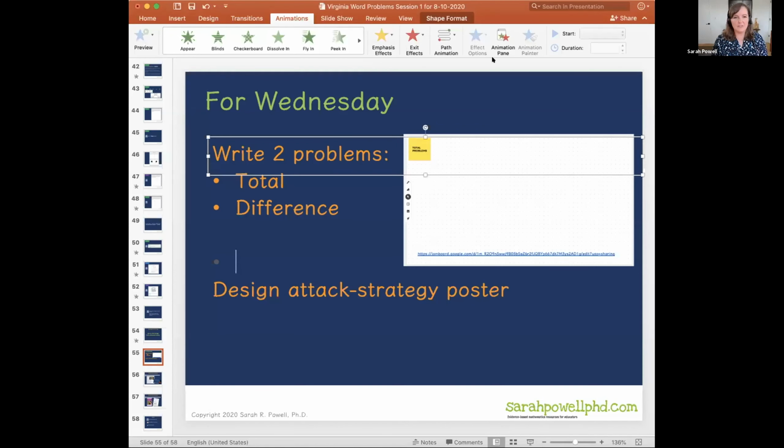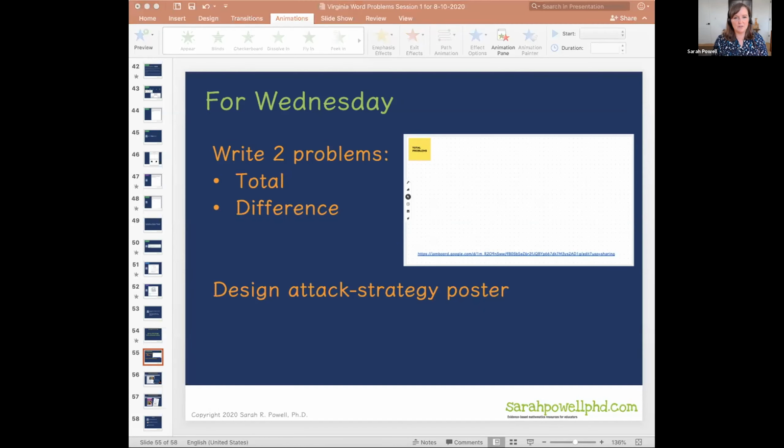So before Wednesday, I would like you, I'll actually change this in real time. All right, so we're going to do 2 problems. There we go. I've got to get my share screen up here again. So I would like you for Wednesday to write 2 word problems. We're going to go to our Jamboard.